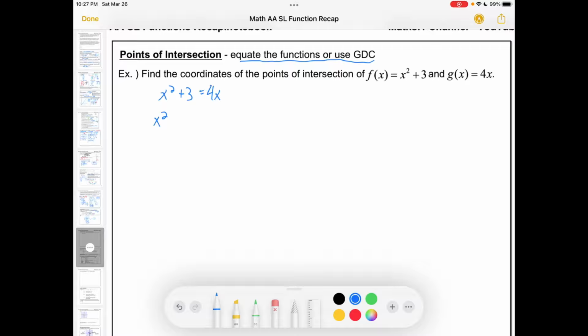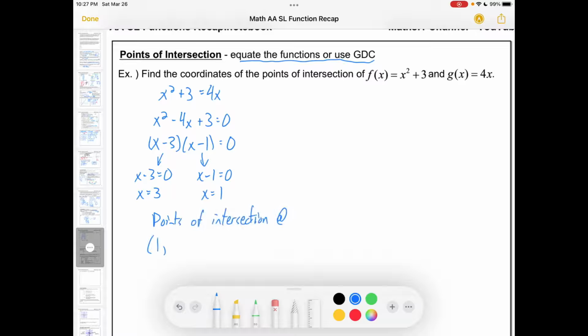Oh my gosh, that's a quadratic equation, so I'll make one side equal to 0. I'll factor it because this is easily factorable. If I couldn't factor it, I'd use the quadratic formula. I'll solve the ensuing elementary equations. And that's going to give me x equals 3 and x equals 1. That means that there are points of intersection at 1 something and at 3 something.